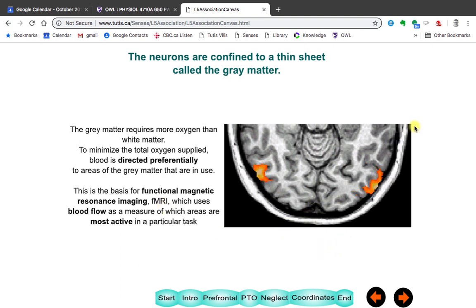So MRI gives you the structure, what's gray and what's white, but you have no idea what at the moment is being activated. But with fMRI, you can put any one of you in a machine and give you a task and see what parts of the brain are active at that moment.